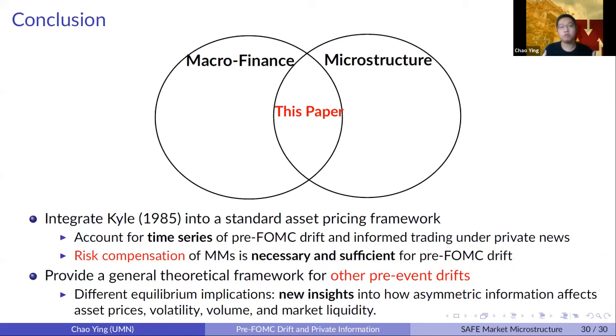And the totally different equilibrium implications compared to the Kyle model provide new insights into how asymmetric information affects asset prices, volatility, volume, and market liquidity. I leave these interesting directions for future study.